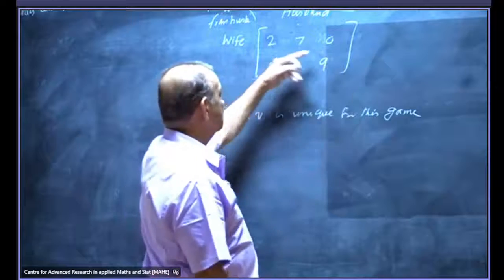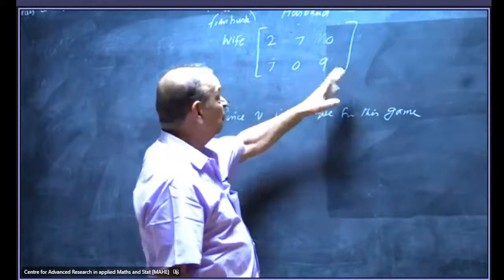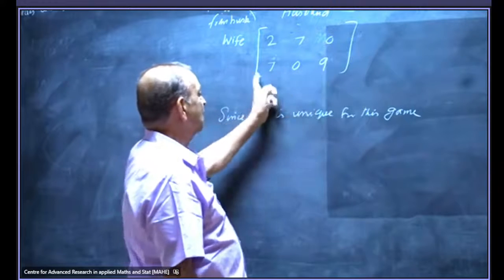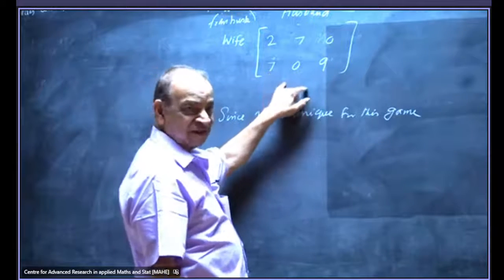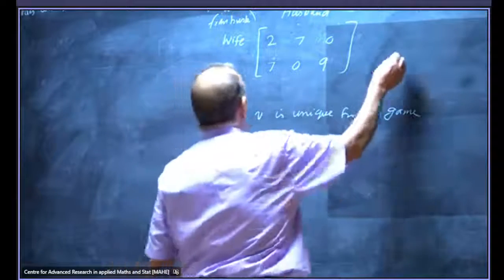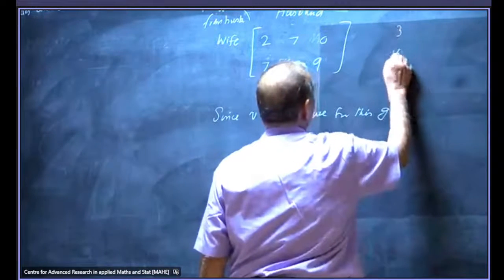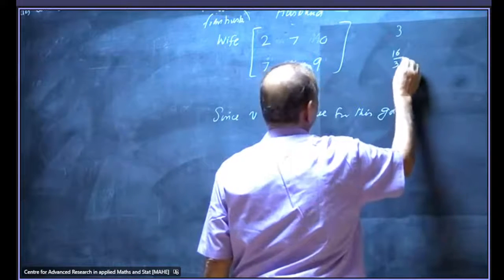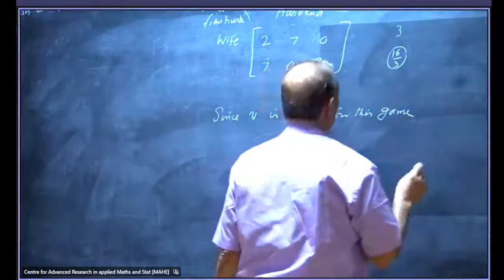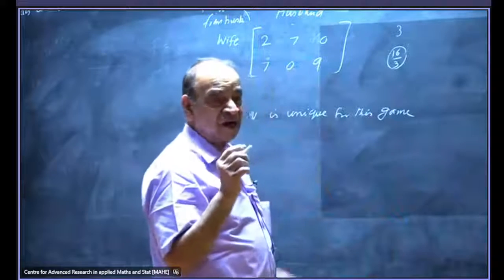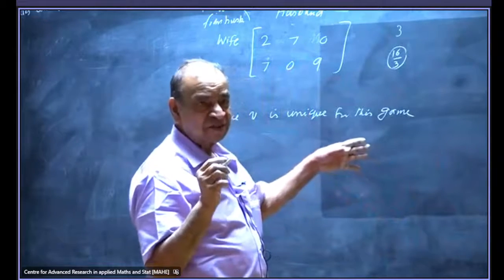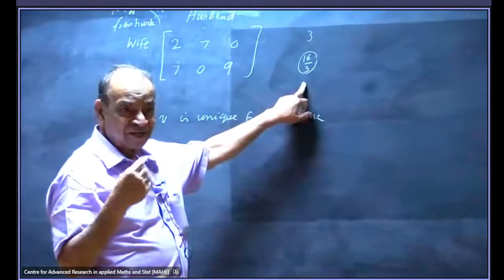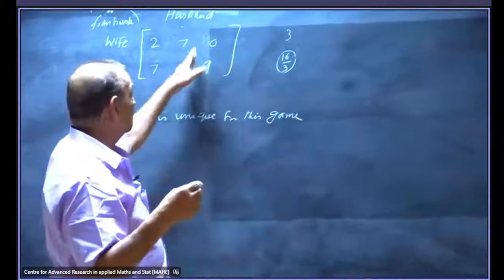So if she chooses this, she will get 3, if he is sticking to 1/3. If she chooses this one, it is 9 plus 7, 16 over 3. Either she gets 3 or 16 over 3. So the worst scenario is this one. So if the husband chooses all the columns with equal chance, sure, he is not going to lose more than 16 over 3. Do you agree?